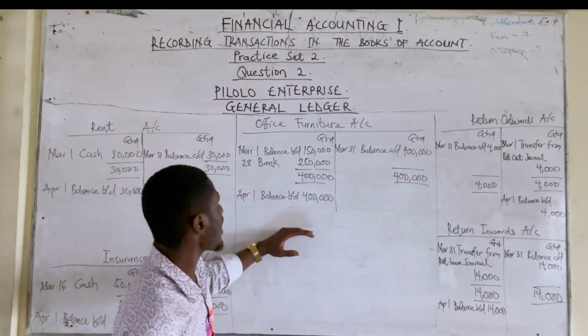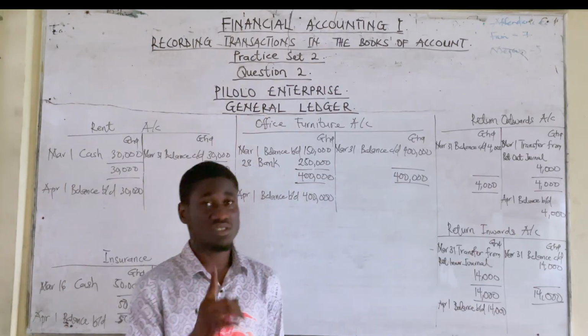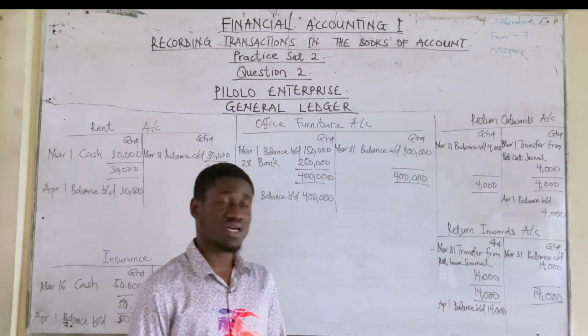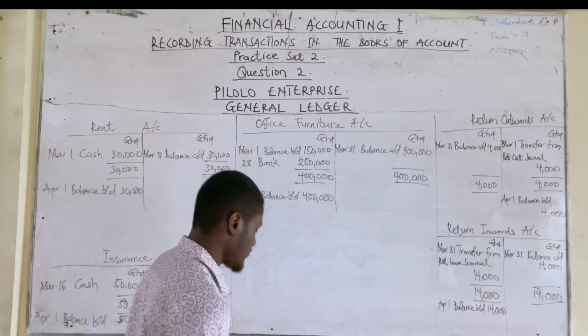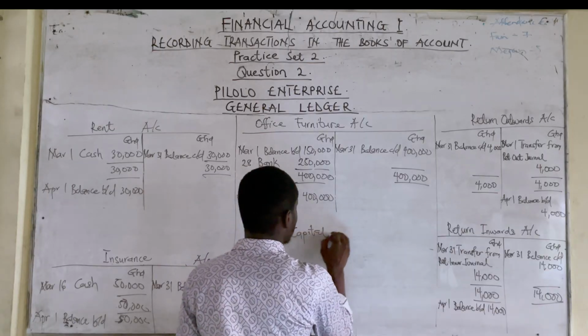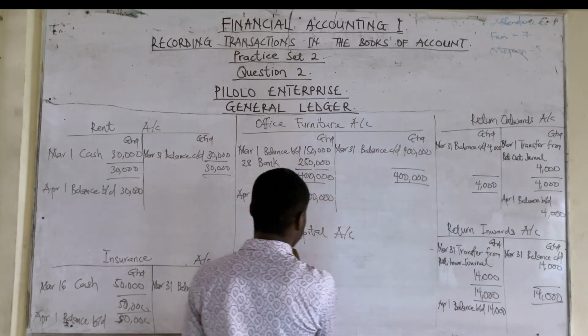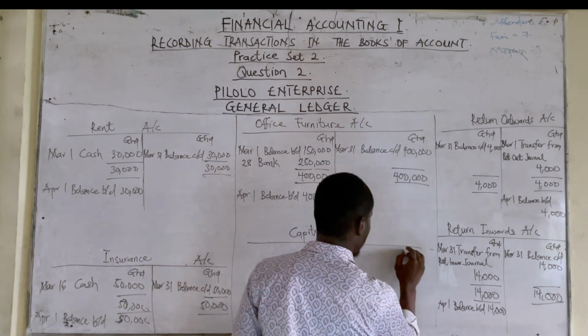Good. So now we are going to open our capital account, because we used the general journal to find our capital amount. And we know that we are going to get the same amount in the capital account, but we still have to open the capital account. Good. So the capital account here.